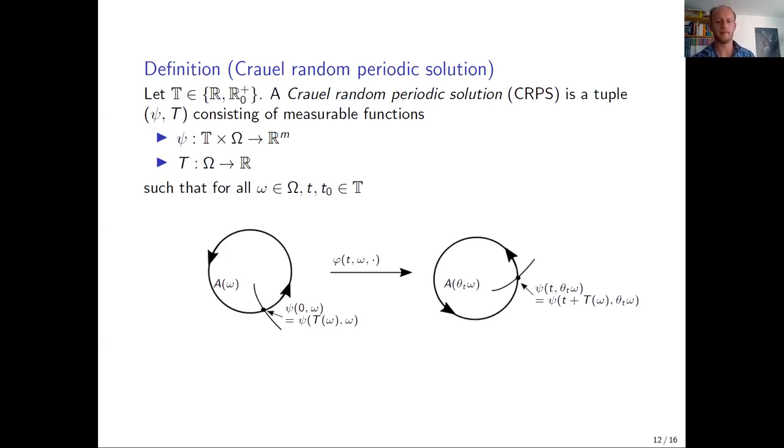So I just give you a picture because the formulas are sometimes a little bit hard to read. If you assume that you have this A of omega, then we say that the Kral random periodic solution lives on that as a solution of our system, such that psi of zero omega is equal to psi of T of omega omega. So the T of omega is now a noise dependent period where you go around once in exactly the time T of omega. And if you now apply the random dynamics and you come to the new fiber, then you get to psi of T theta T omega. And there again, you have the period capital T of omega as your return period for the omega-wise problem.